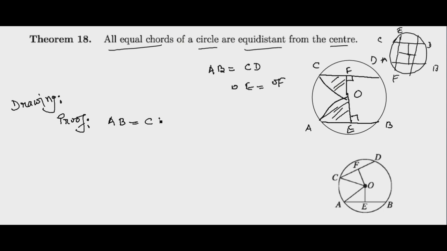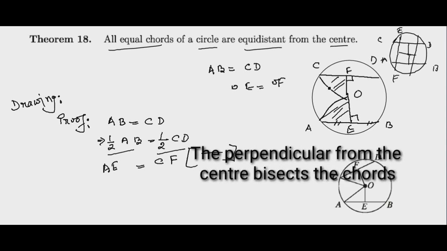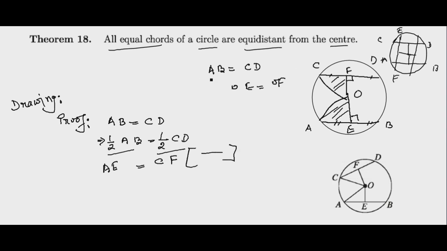Now come to prove it. Here we have AB is equal to CD. It is been given. If we multiply half both sides, we will get half AB is equal to half CD. Instead of half AB, we can write AE, and instead of half CD, we can write CF. This is because we know the perpendicular line drawn from the center bisects the chords into two equal parts.